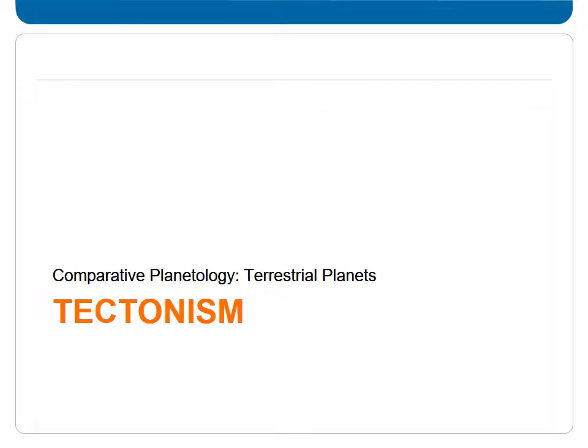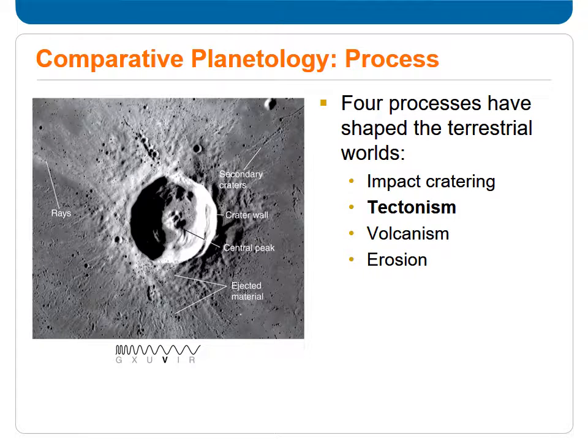This lecture covers section 6.3, planetary surfaces evolve through tectonism. Four processes have shaped the terrestrial worlds: impact cratering, tectonism, volcanism, and erosion. Tectonism is also called plate tectonics, which is known by the less precise name continental drift.